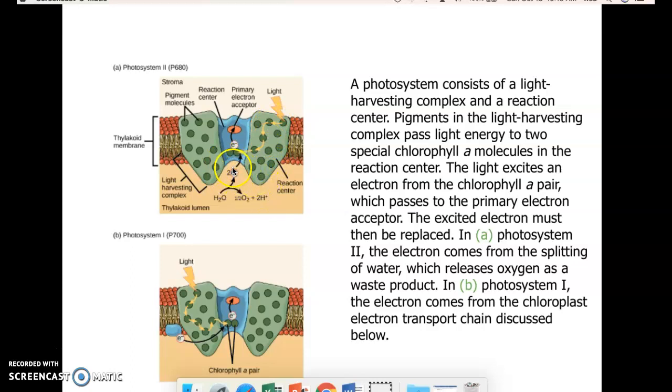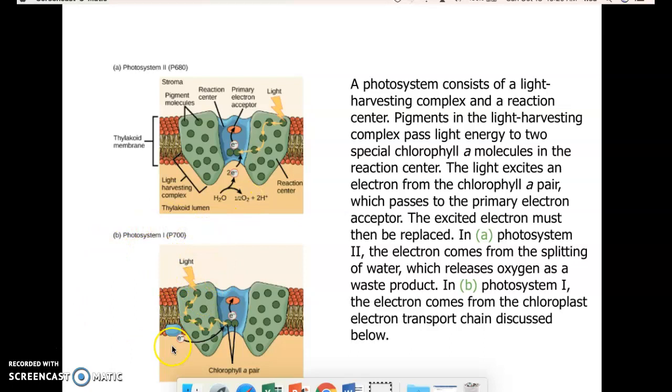So the 2 electrons are going to split and they're going to grab onto the pigment, and that's what we call the primary electron acceptor. And what you're going to see is they're actually going to move outside that thylakoid membrane through the channel. So that's what happens in photosystem 2.